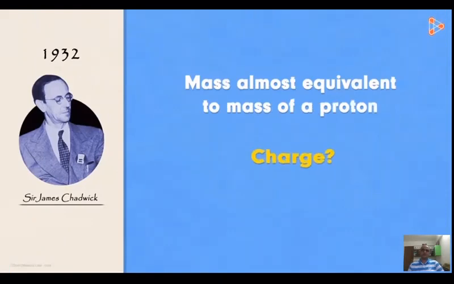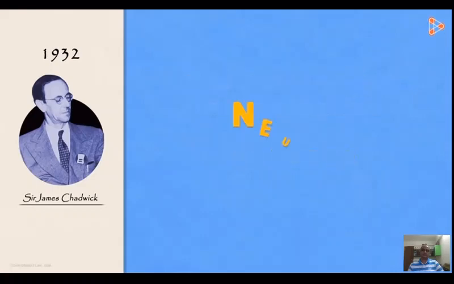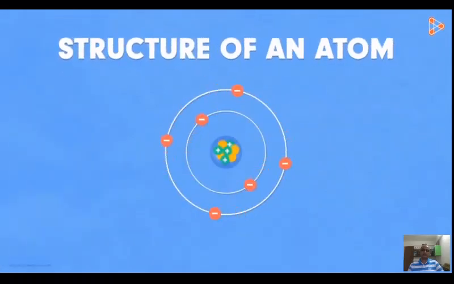And what about its charge? Astonishingly, it had no charge. Yes, the particle was neutral. The particle was later named the neutron, denoted by the letter N. Thus, now we have the complete design of an atom.